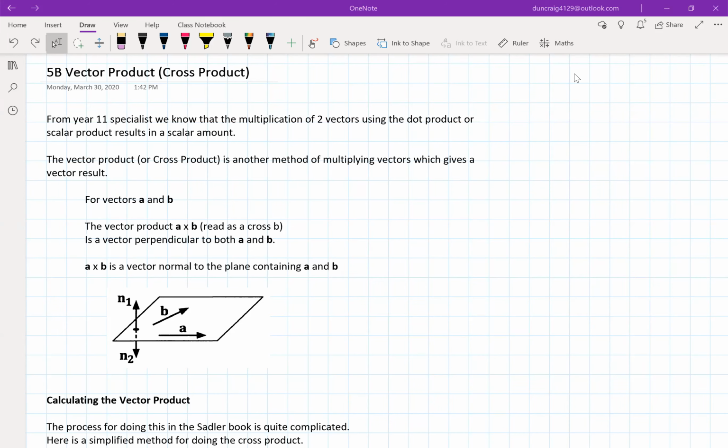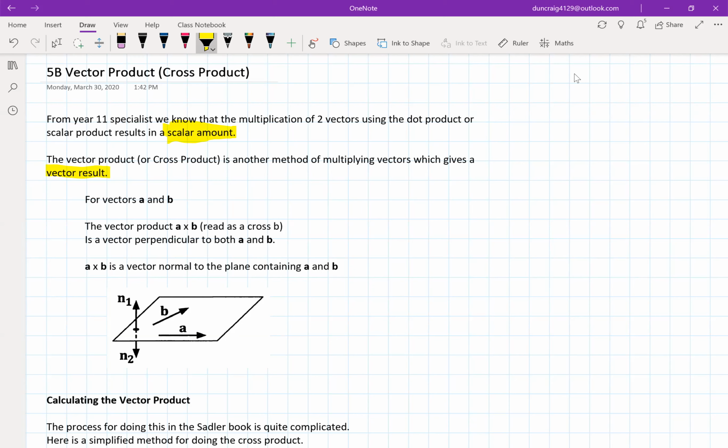From year 11 specialists, we know that the multiplication of two vectors using the dot product or the scalar product results in a scalar amount. Ooh, look at that, I'm highlighting that. How fancy. All right, so the vector product or the cross product is another method of multiplying vectors, which gives a vector result. So the scalar product gives a scalar answer. A vector product or the cross product gives a vector result. That's the difference between the two.